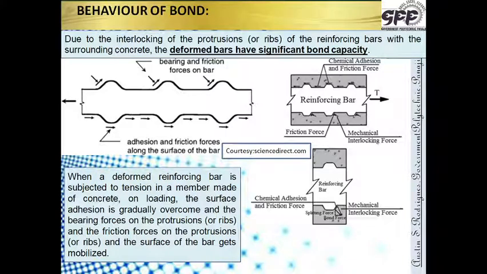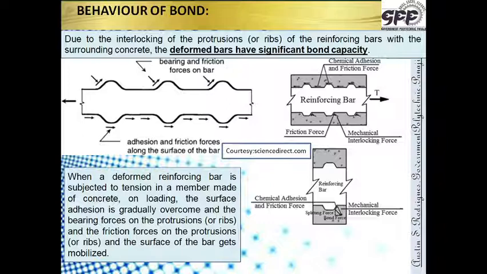So now let us understand the behavior of bond. It's going to be, in a nutshell, not much more discussion on this. Now we all understand that due to the interlocking properties of the ribs or the protrusions which are there in the deformed bars, they have a more significant amount of bond capacity. They are much better in resisting bond as compared to the plain bars.